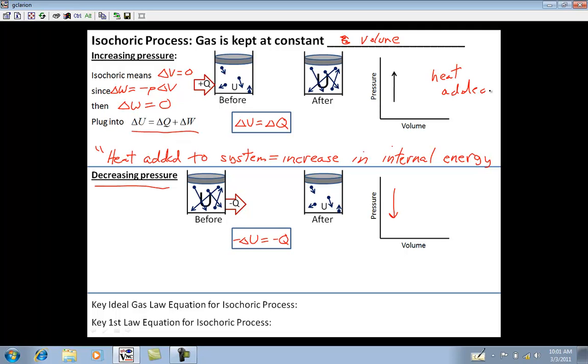This is one of those questions on the AP test where you'll go, wait a minute. In the decreasing pressure version, heat must be lost. So the heat lost equals the decrease in internal energy. I guess we could say we lose internal energy.